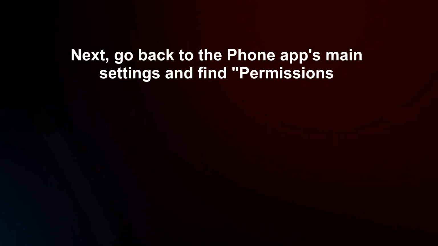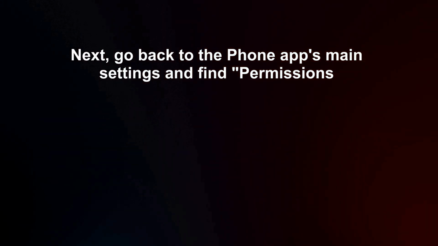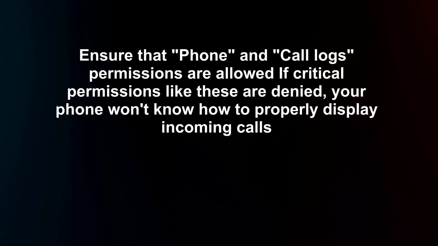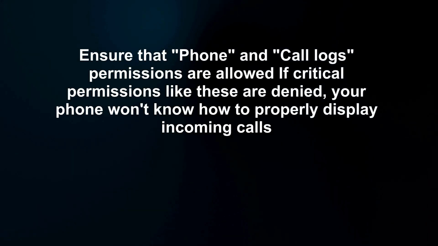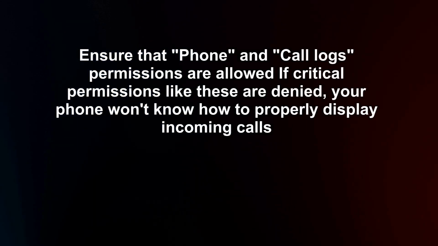Next, go back to the phone app's main settings and find Permissions. Ensure that phone and call logs permissions are allowed. If critical permissions like these are denied, your phone won't know how to properly display incoming calls.